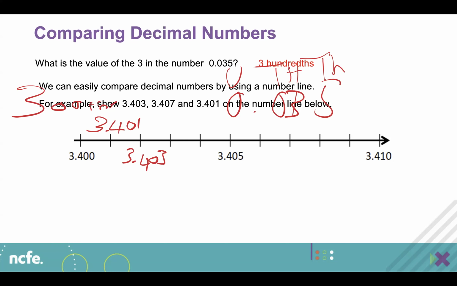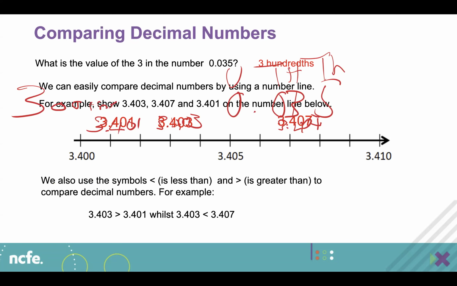3.403 will be here. Oh, no, sorry, that is wrong. I've got this one. 3.403 will be the next one. 3.405, 3.406, and so on. Yeah, exactly where I wrote it.